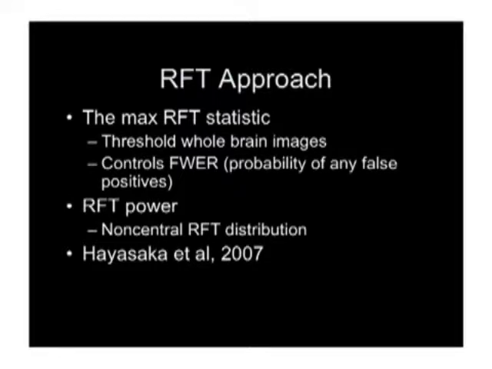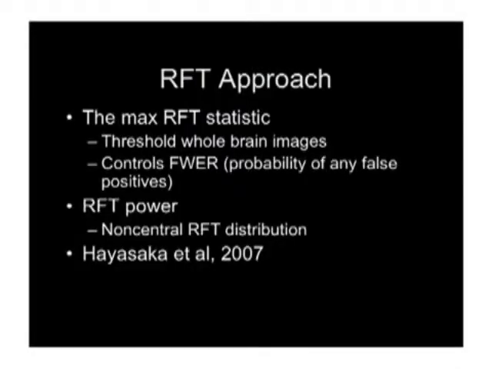And the way random field theory works, if you're not familiar with it, it uses this maximum statistic. And the idea is to control the probability of having any false positives, which is known as the family-wise error rate. And it allows you to threshold the whole brain images and control for multiple comparisons at the same time. So the power calculation uses a non-central random field distribution in order to calculate power.